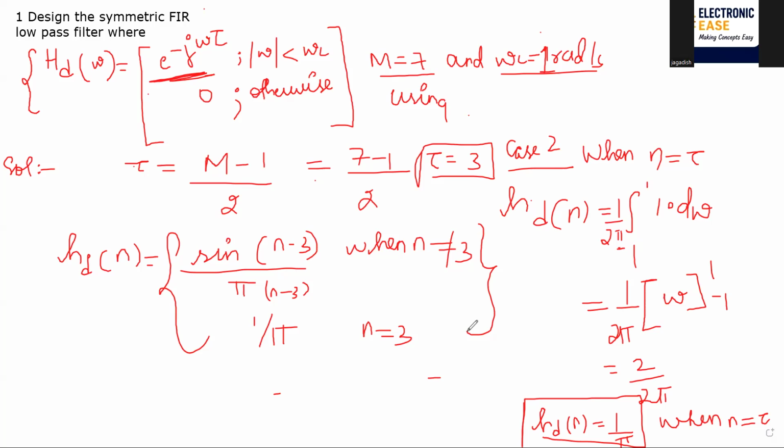After writing this down, we need to create a table. Write down fast.